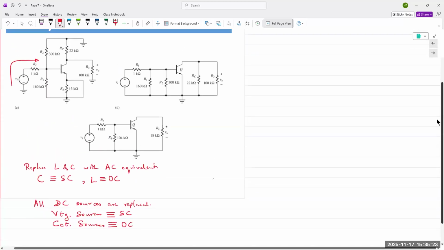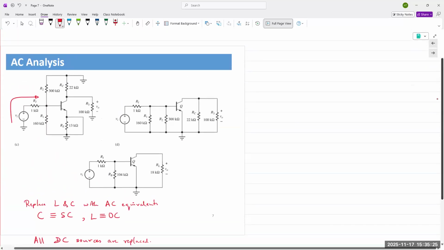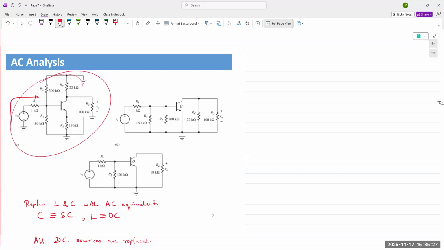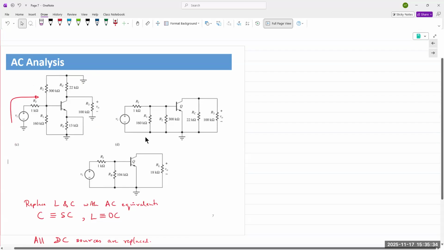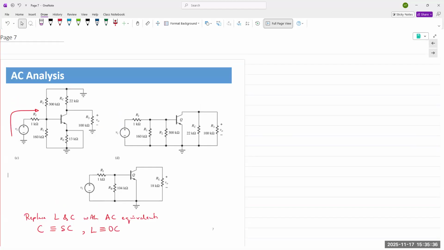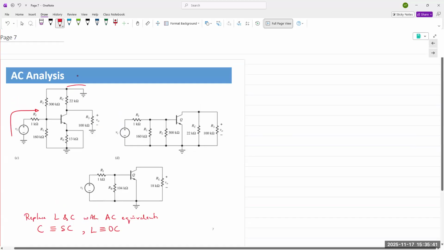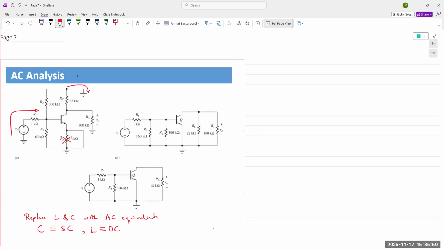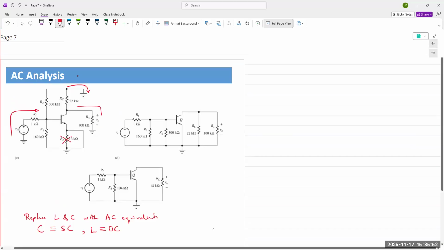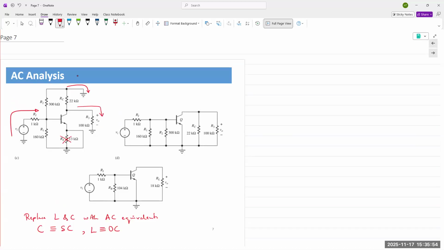So knowing these two, if you look at our circuit, we have replaced our DC source with a short circuit. The DC source is a short circuit, meaning our collector resistor and our emitter resistor, sorry, collector resistor is directly connected to ground. Emitter resistor RE is completely bypassed because you have a capacitor in parallel. And VO is directly connected to ground.